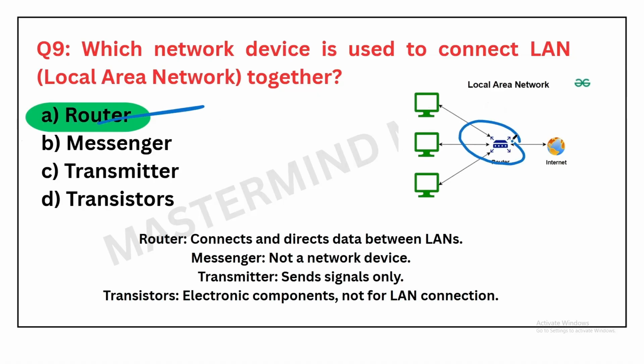A router is the device that connects multiple LANs and routes data between them, helping different networks communicate efficiently. It decides the best path for data to travel. The other options, messenger, transmitter, and transistors, don't perform this network function.